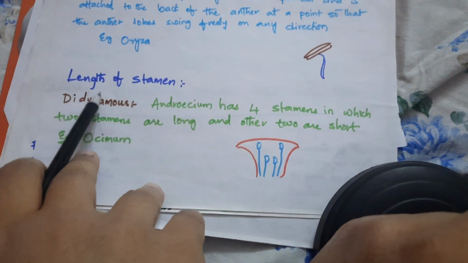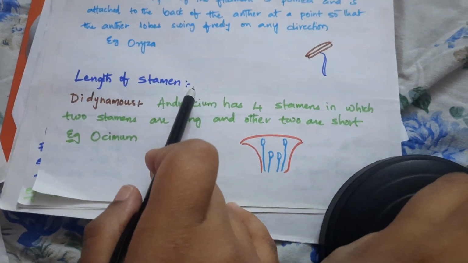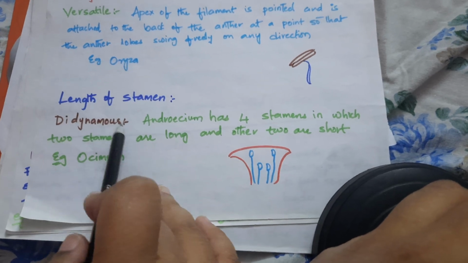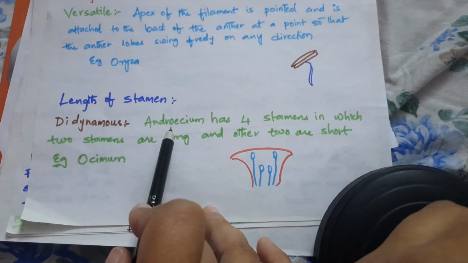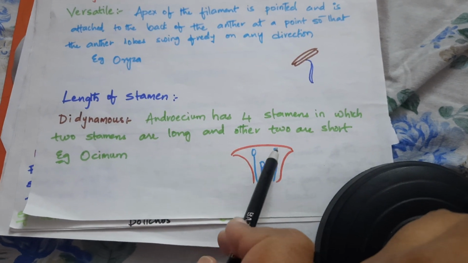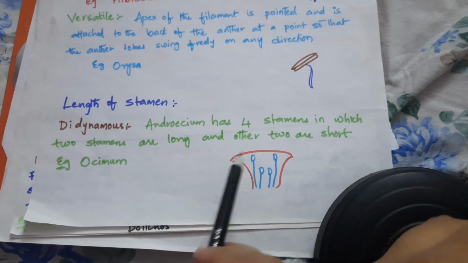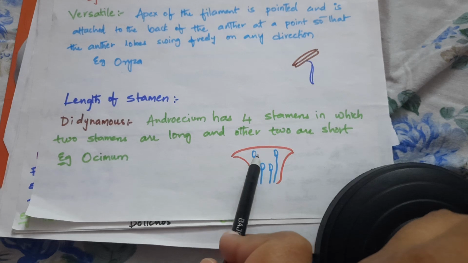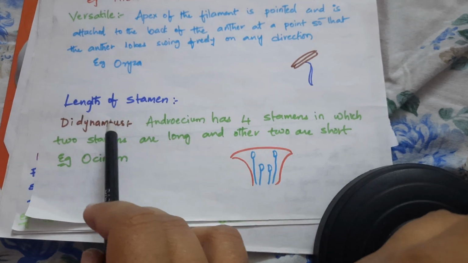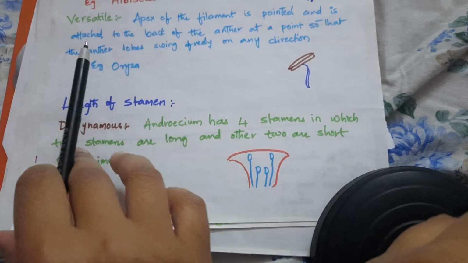Next we'll discuss the length of stamens. Okay, how the length of the stamens are there in the flowers. First one is the didynamous. Okay, what is didynamous condition here? Androecium has four stamens. Okay, here the four stamens are there, 1 2 3 4, in which two stamens are long and other two are short. See here, these two are the long stamens and these two are short in size. So we call this condition as the didynamous. Example for this is the ocimum, that is the tulsi.